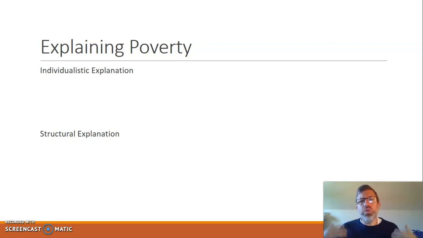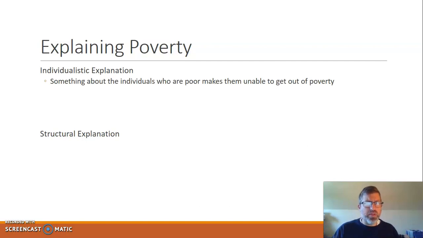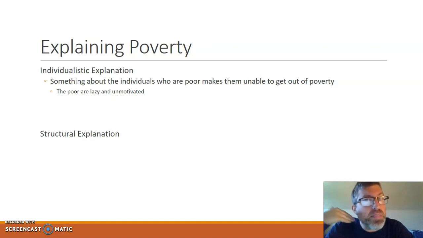Now, when we're thinking about this, again, to think about individualistic explanations is to think about something about the individuals who are poor that makes them unable to get out of poverty, that makes them more likely to live in poverty. So if we're thinking individualistically about this, we're thinking there's something distinctive about poor people that makes them more likely to be poor. And these are now explanations you're probably familiar with.